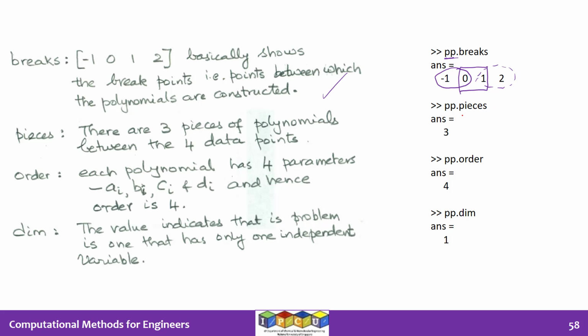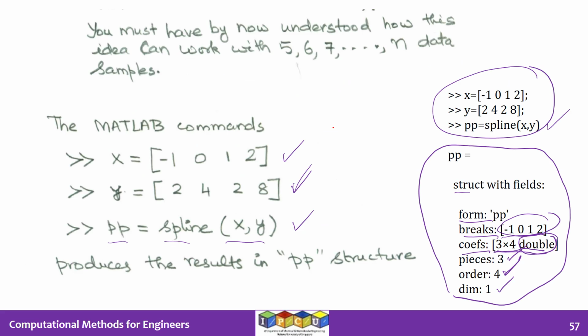When I say pp dot pieces, it comes up with a number 3. Basically, we know there are 3 pieces of polynomials between the 4 data points. So we know it is p1, p2, p3. And the order, right? If I type pp dot order, so there is something called order, right?